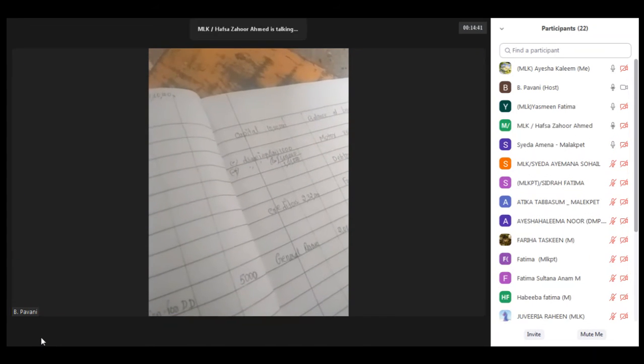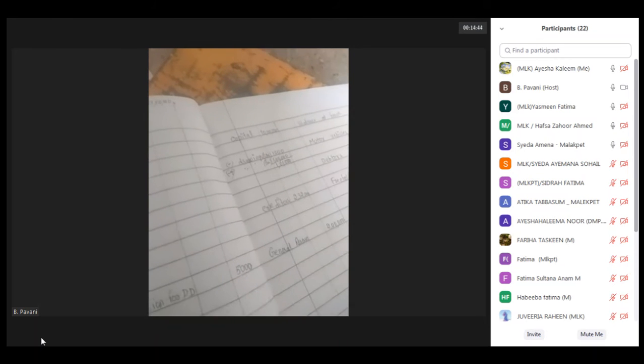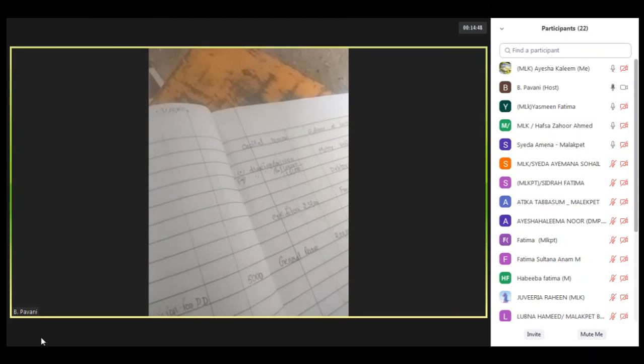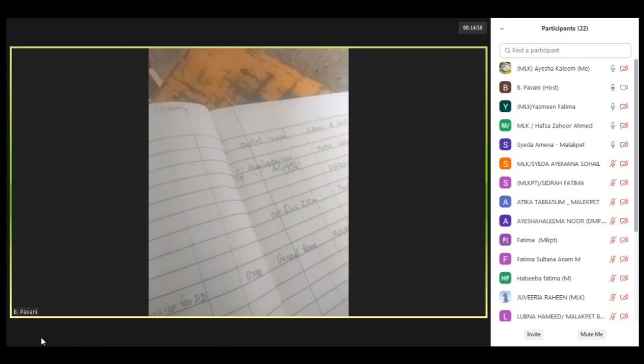Any doubt? No, ma'am. Can you repeat once? See here, drawings of stock they have given, and again they have given drawings. So drawings of stock and drawings are one and the same. So what I am doing here, I am adding these two amounts, and I will subtract from the capital.